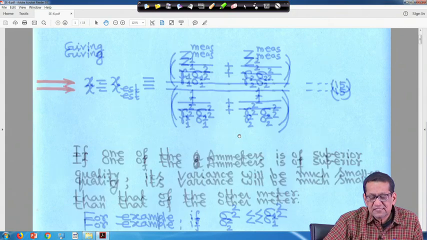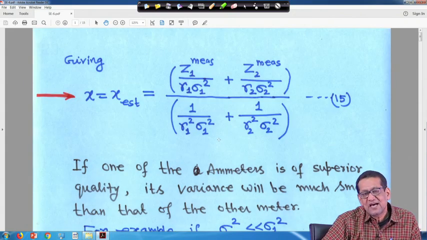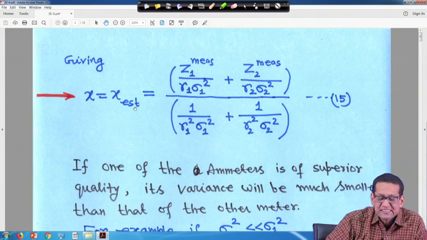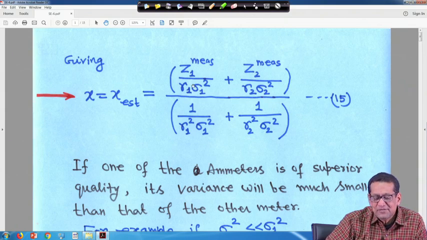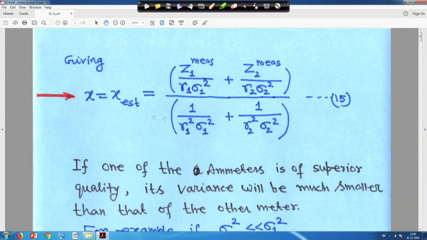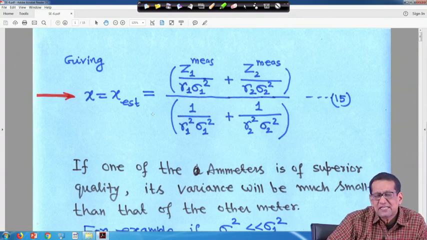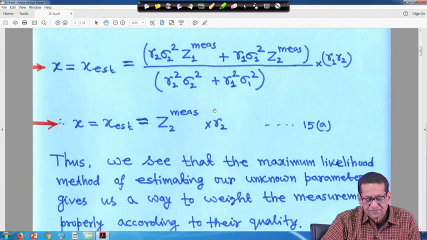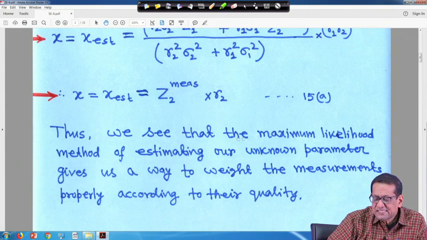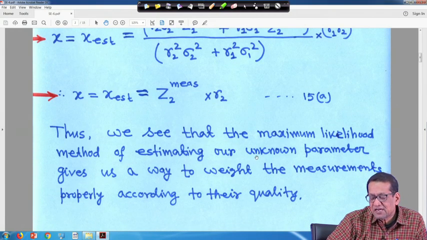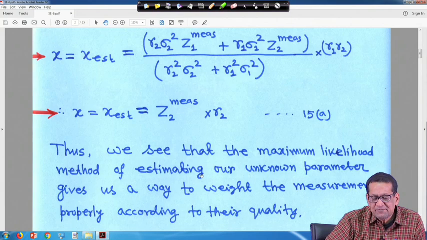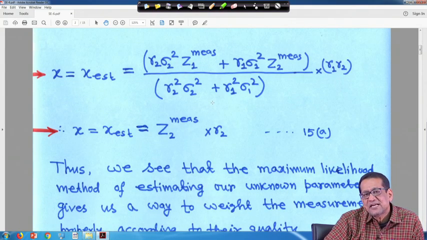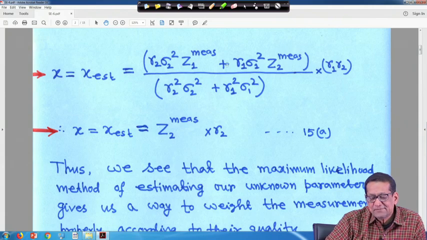Otherwise, when you have 2 meters and different measurements, you can see that the x estimated value is not like the first case where we took only 1 meter and 1 voltmeter. So, everything is related to the other, and you will get the best estimation of the voltage. X estimate, x is nothing but your voltage. Thus we see that the maximum likelihood method of estimating our unknown parameter gives us a way to weight the measurements properly according to their quality. That means it depends on sigma1 and sigma2, the standard deviation, or in other words the variance, since in this expression it is all sigma1 square and sigma2 square.